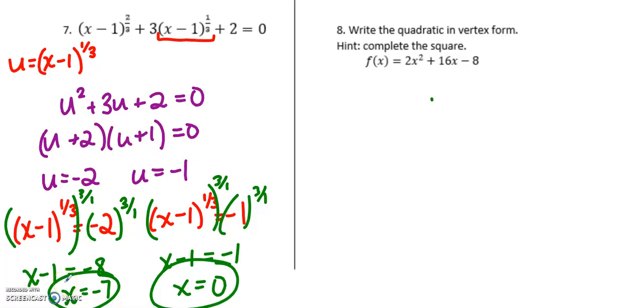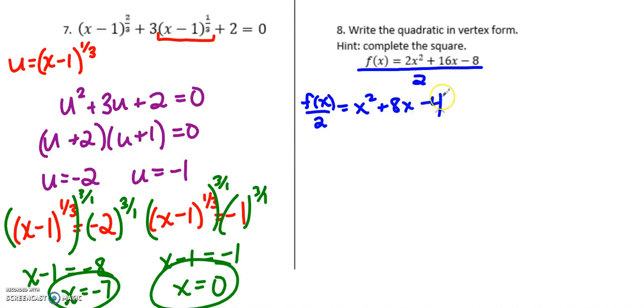All right, video number 2, we are picking up right where we left off with problem number 8. It says, write the quadratic in vertex form. Oh boy, have we seen this before. So step 1, to complete the square, divide everything through by your a term. So I'm going to end up with f of x over 2 equals x squared plus 8x minus 4.